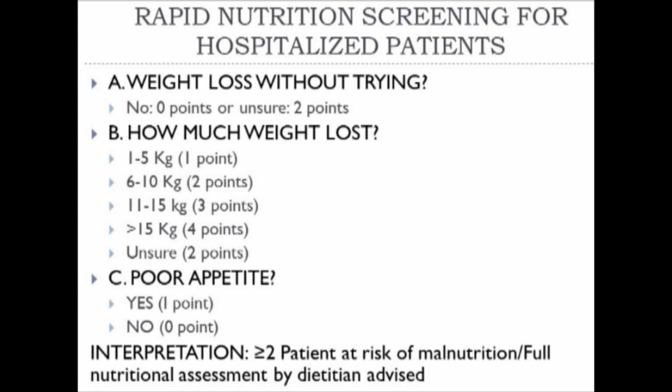So the interpretation then is a value greater or equal to 2 means the patient is at risk of nutritional support, thereby warranting full nutritional assessment by a dietitian. So as an example, if a patient presents with, let's say, 4 kilograms of unwanted weight loss, that would be 1 point. And when asked whether or not they had poor appetite, they said yes, that would warrant a 2nd point, and that in itself would be 2 points and would require then a referral to a dietitian.